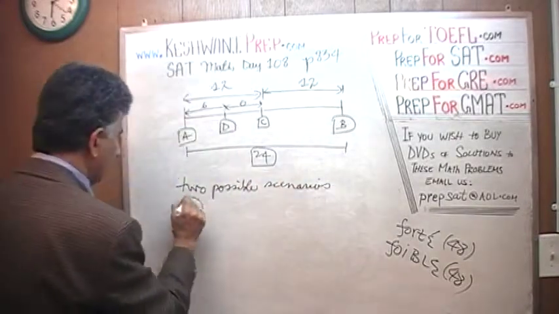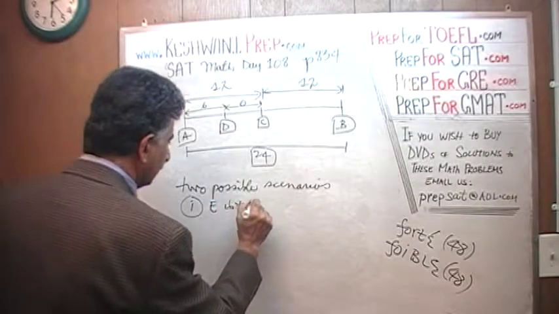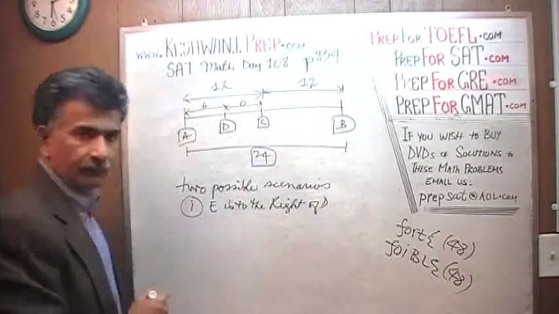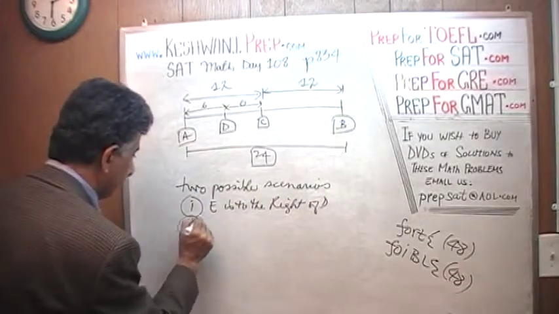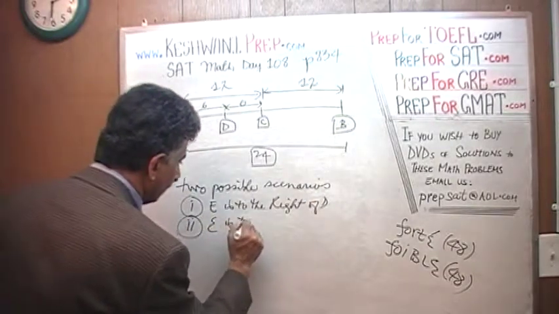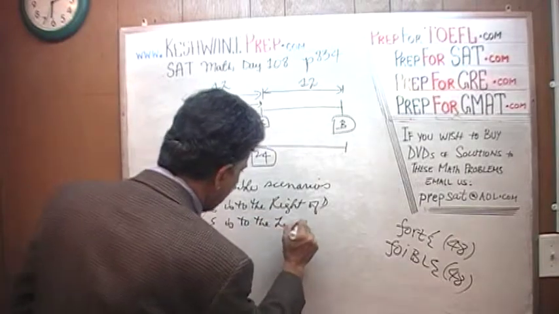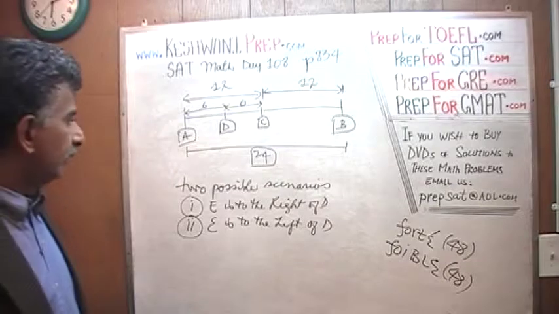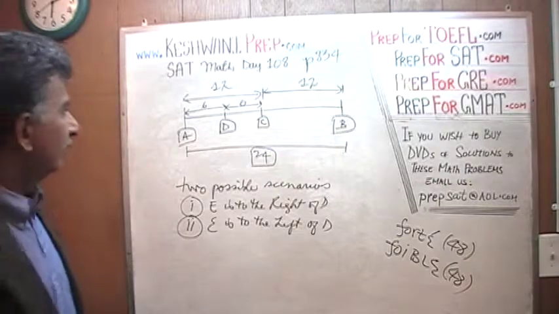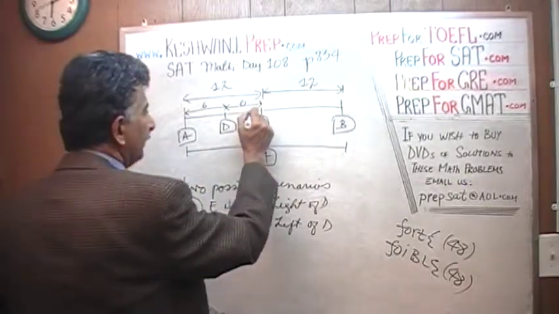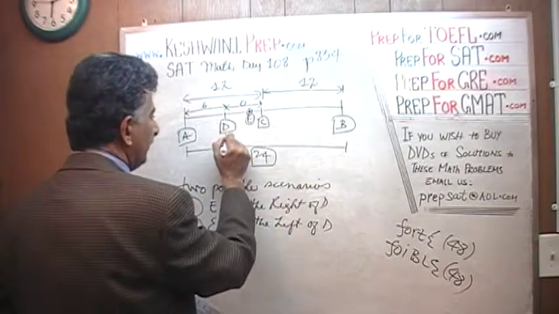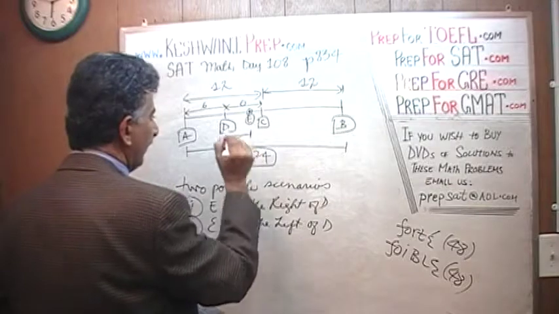One is that E is to the right of D. Another possible scenario obviously is just the other way. E is to the left of D. That's all. We're going to do both of them one by one. Let's put E to the right of D. If we put E to the right of D, E would be somewhere here, and we are told that the distance from D to E is 5.